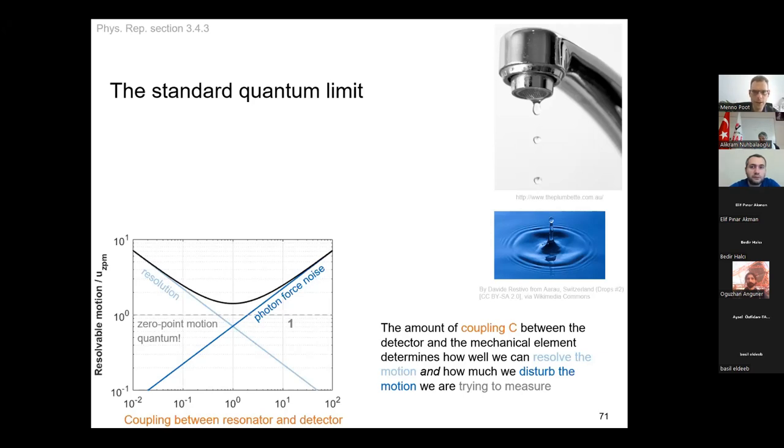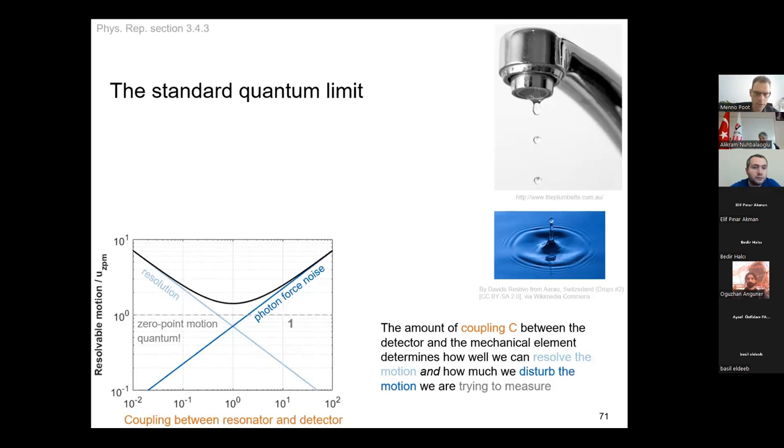Because so far, I only showed you that there is a minimum, but not how that was related to quantum mechanics. But now we see that this minimum is very close to the quantum zero point motion. And in case you're wondering, what do I now mean with resolvable motion?